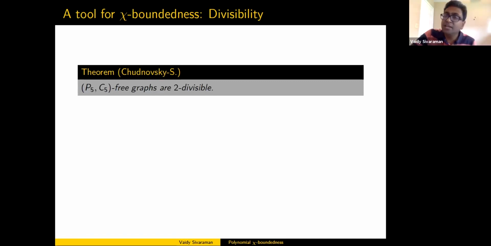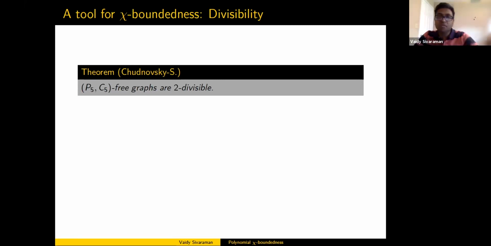And it's easy to see that if your graph is two-divisible, then you get chi-boundedness. And with Maria Chudnovsky, we proved that if you exclude a path on 5 vertices and a cycle on 5 vertices, you get two-divisibility. You have this nice property. So you get a nice chi-bounding function, which is 2 to the omega. I mean, it's nice, but still not a polynomial.